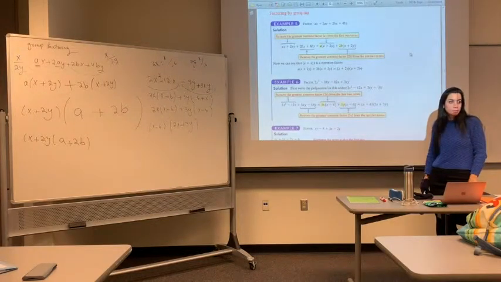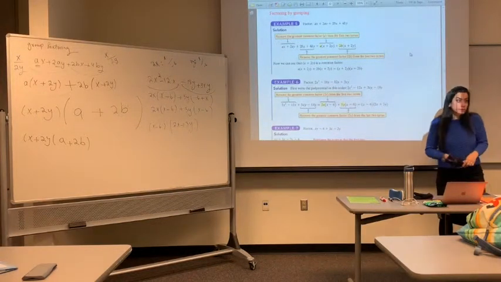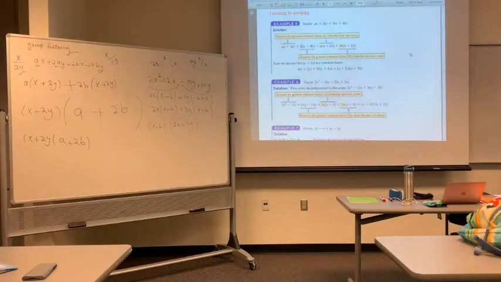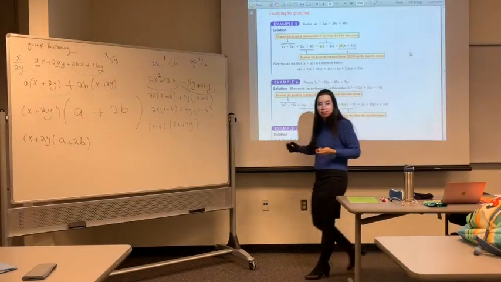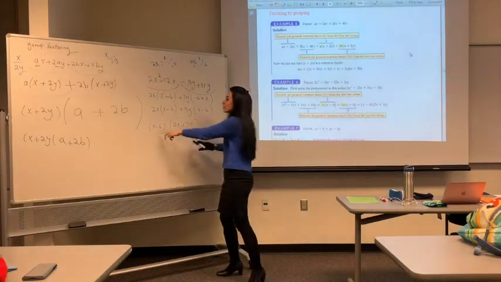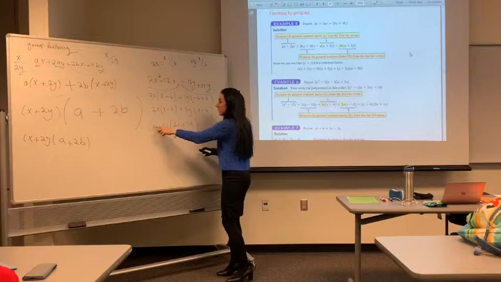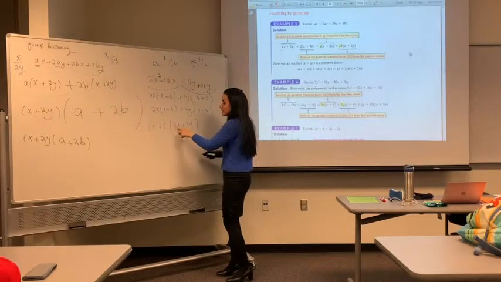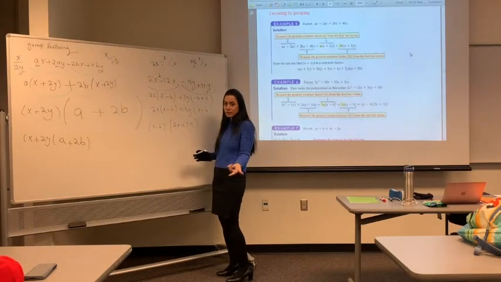Do you have any question? How can you tell that's the right answer? Let's check it. How do we check it? Exactly. We will multiply this one by this one, this one by this one, this one by this one, and this one by this one, right?